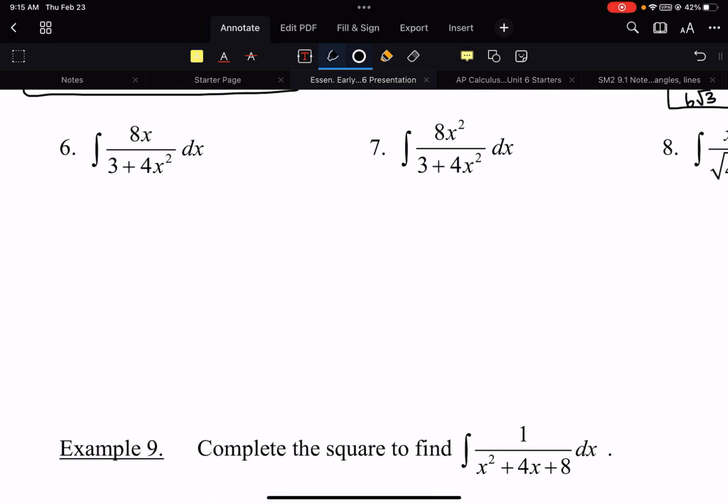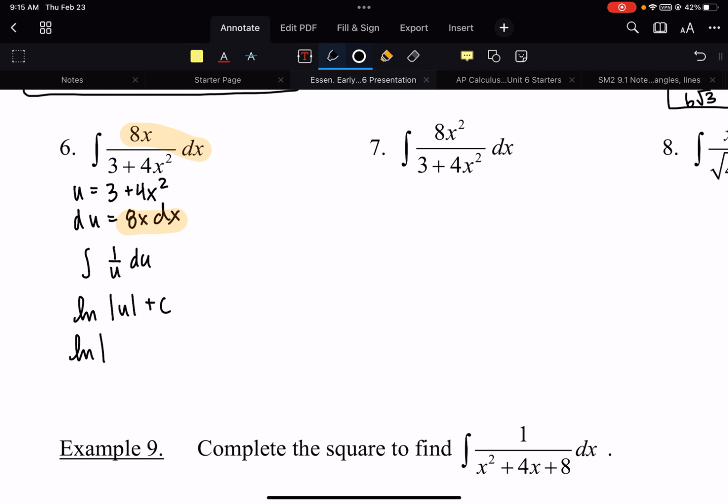It's just a basic u sub that we're hopefully getting really, really good at. It'd be 3 plus 4x squared. And then our du would be 8x dx. So I can see my du showing up right here in my integral, which means I can just convert this whole thing to 1 over u du. So when I integrate it, I get the natural log of the absolute value of u plus c. Convert back to x, it's natural log of 3 plus 4x squared plus c. And I'm done.